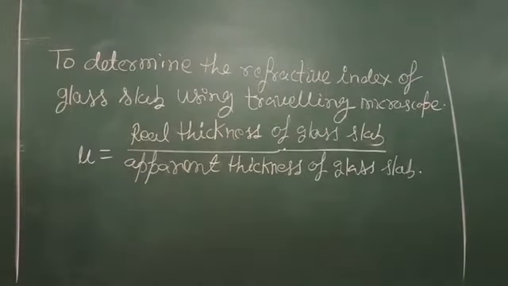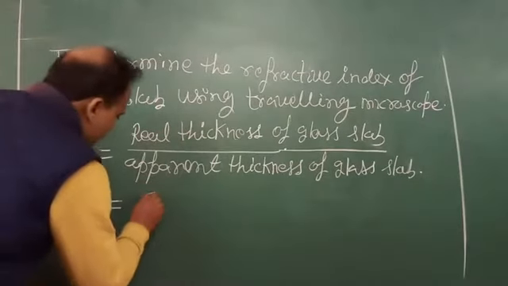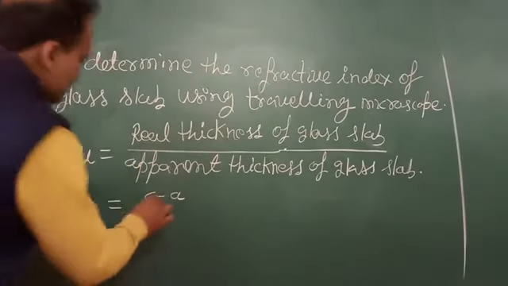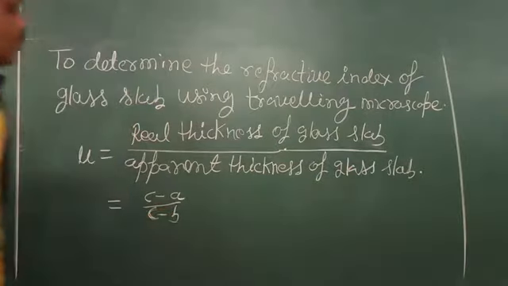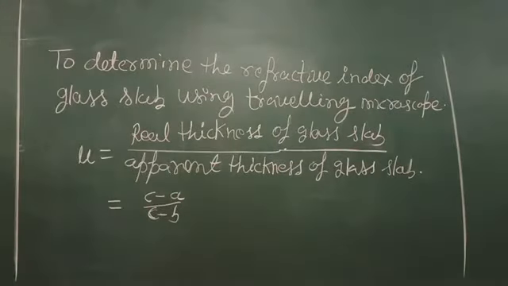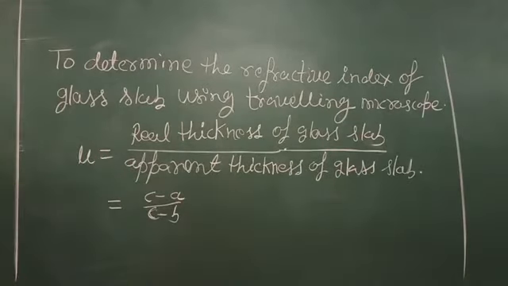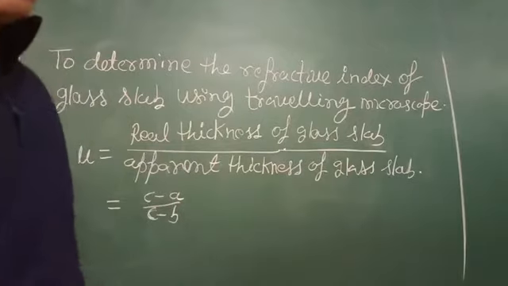You can also write the formula mu is equal to C minus A upon C minus B, according to your book. So how will we find out A, B and C? If we find them out, we can easily put the values here and find out the result. So how will you find out this?